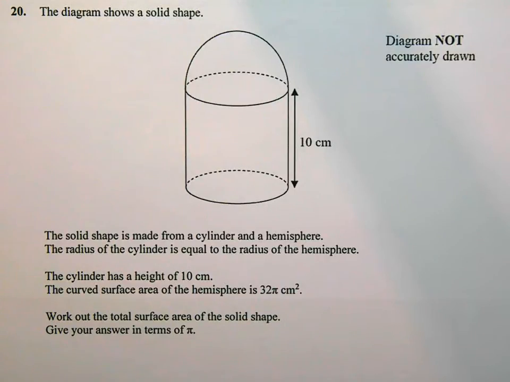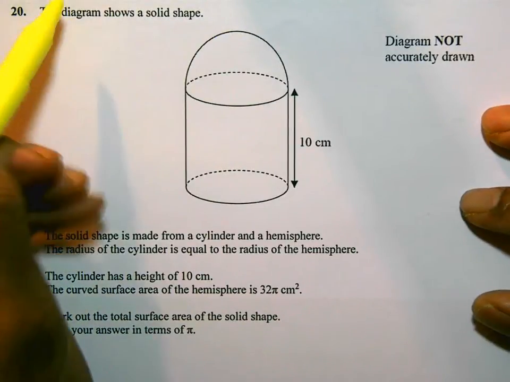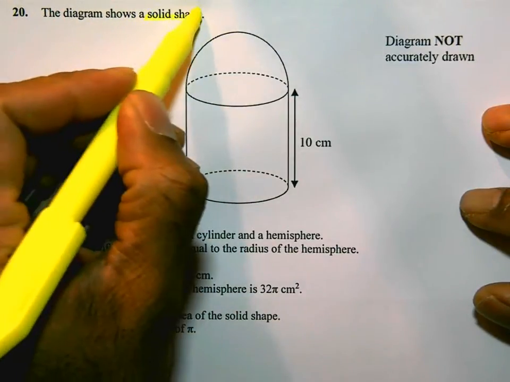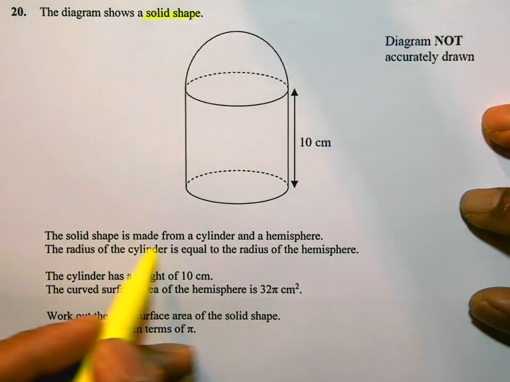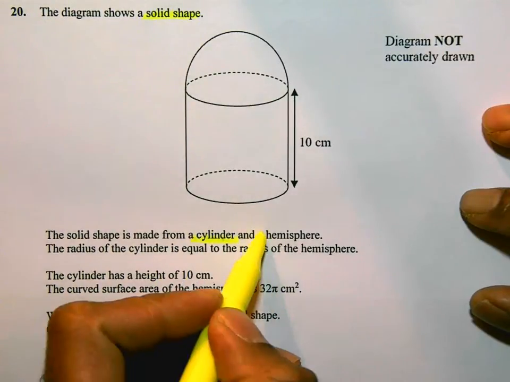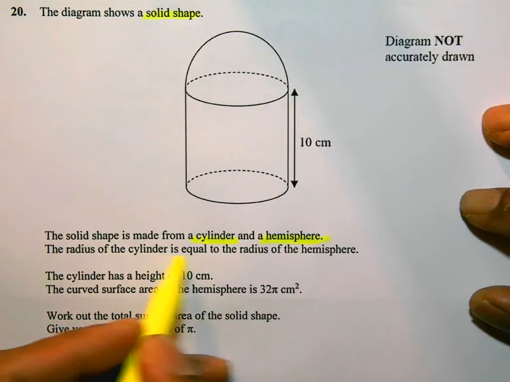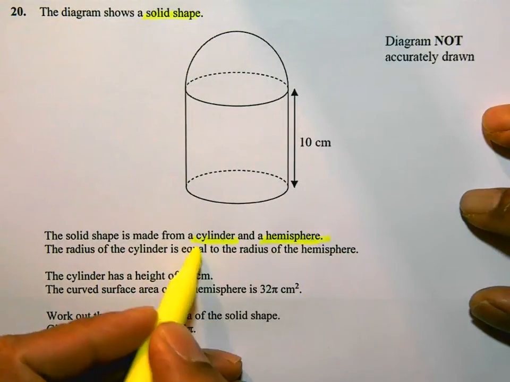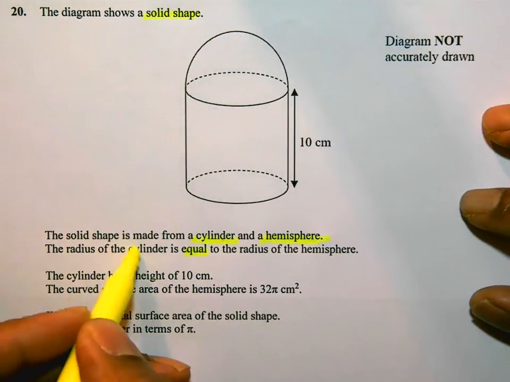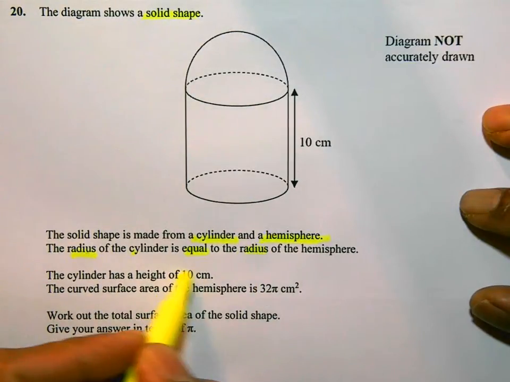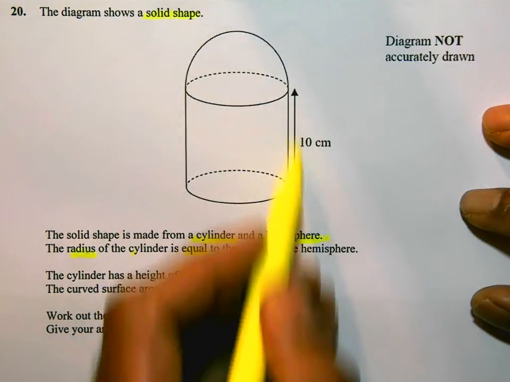This is question number 20 on the November 2014 non-calculator paper. The question starts off by saying the diagram shows a solid shape. The solid shape is made from a cylinder and a hemisphere. The radius of the cylinder is equal to the radius of the hemisphere, so the radii are equal. The cylinder has a height of 10 centimeters, and they've actually shown us that.